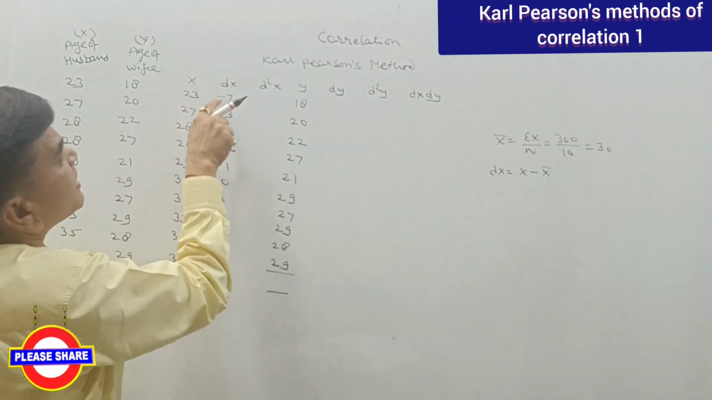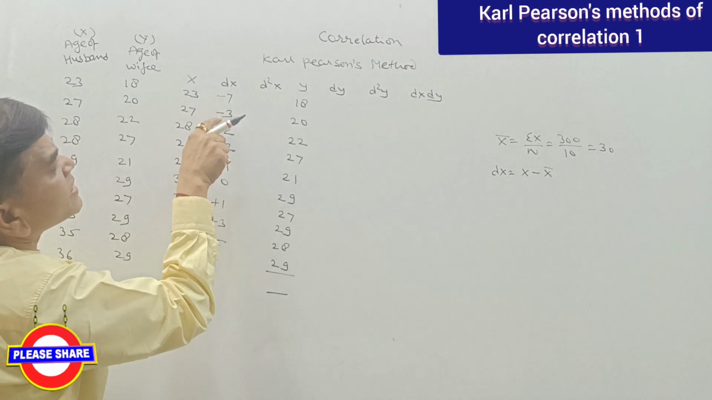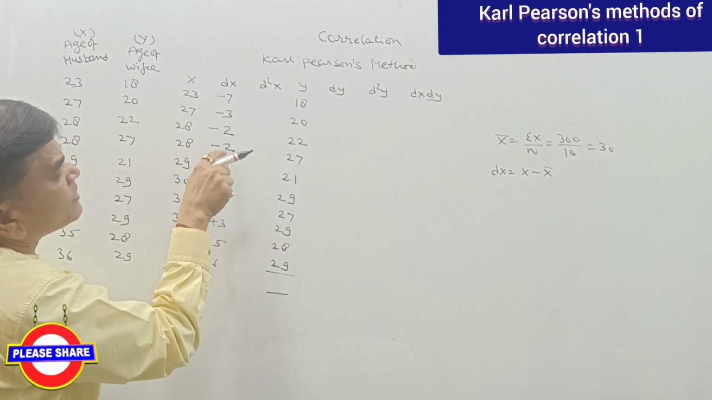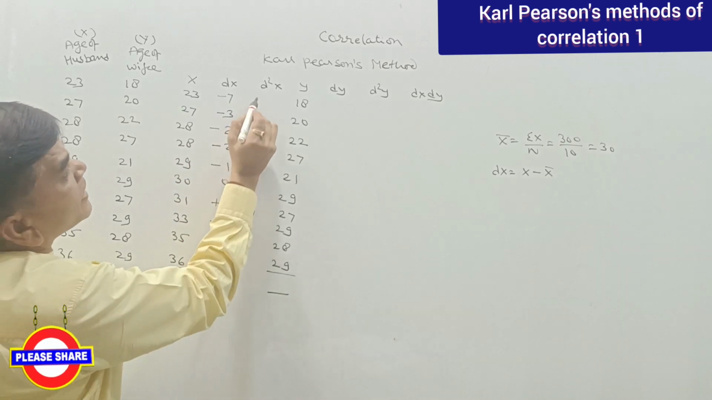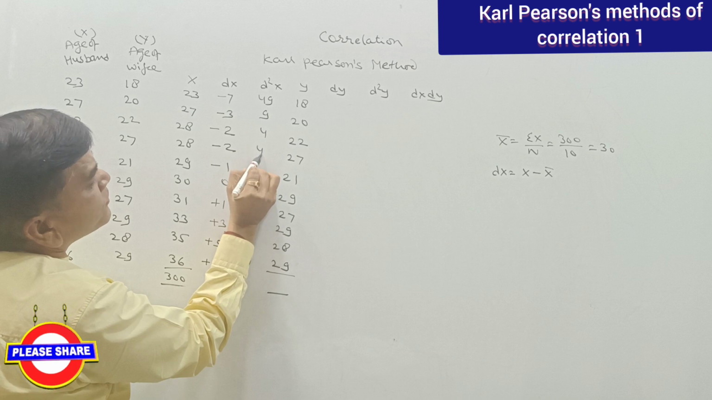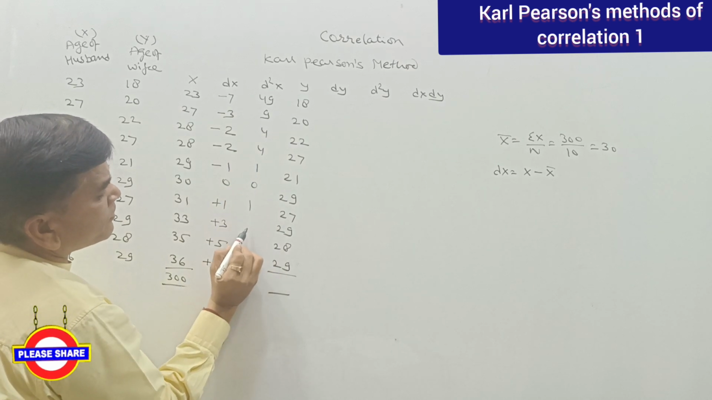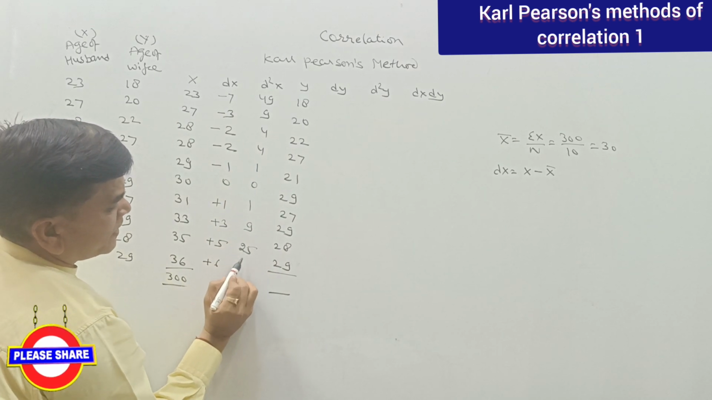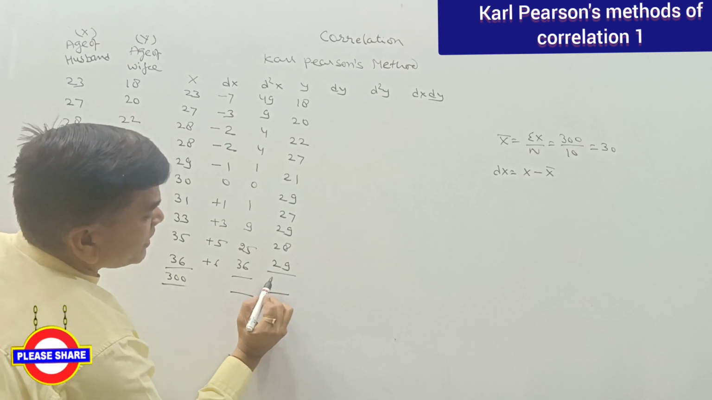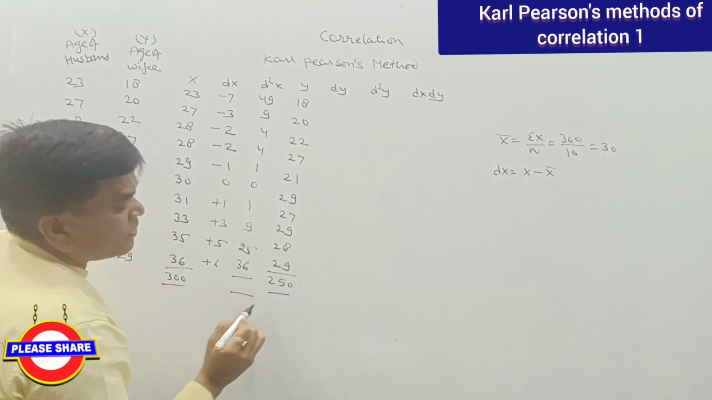So squaring these: 49, 9, 4, 4, 1, 0, 1, 9, 25 and 36. The addition of these, again we add, is 250.